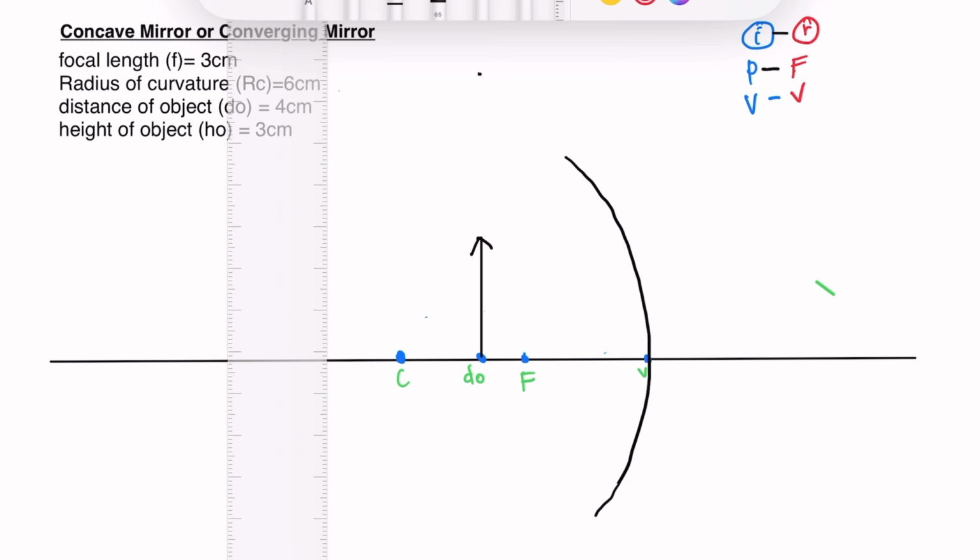So how will you draw the PF ray and the VV ray? P stands for parallel, a ray that is parallel to the principal axis. F refers to a ray that will pass through the focal point. And when we say VV ray, V refers to the center, so an incident ray that is moving towards the center of the curved mirror and reflected away from the center. So we follow the law of reflection here. For the VV ray, we follow the law of reflection.